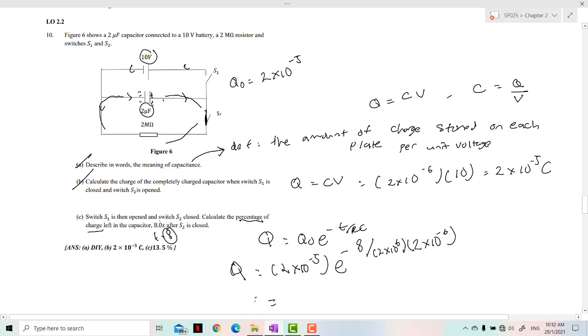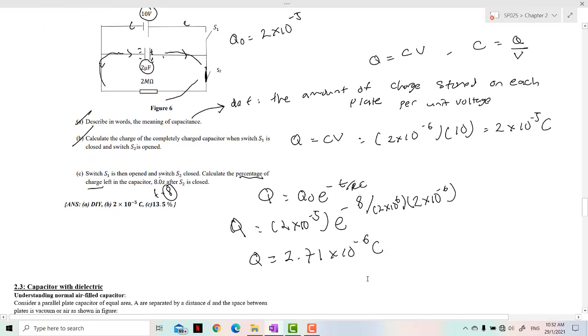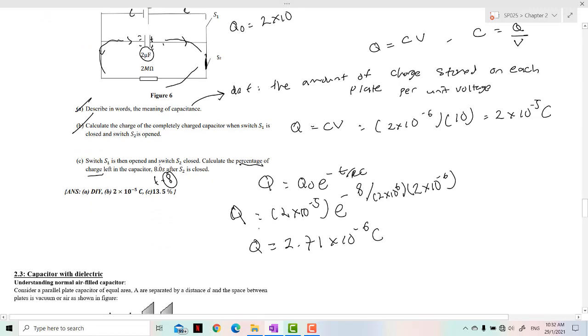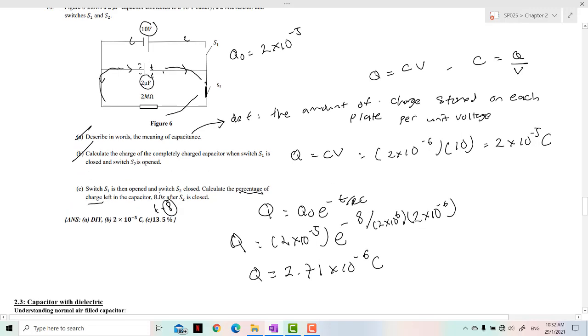So kita akan dapat charge Q. Sepatutnya if you calculate here, you can dapat 2.71 times 10 to the power of negative 6 coulomb. So what happens here? This is our charge selepas 8 second. Our initial charge is this, this is our initial, and this is our final charge. So how do you find the percentage?